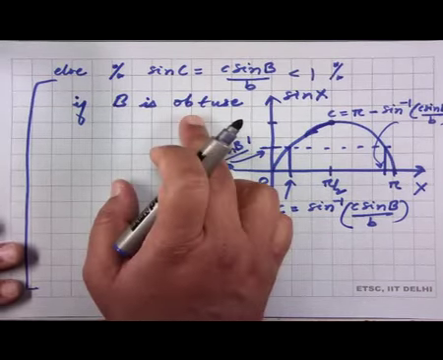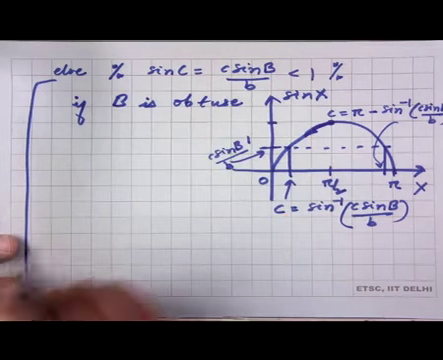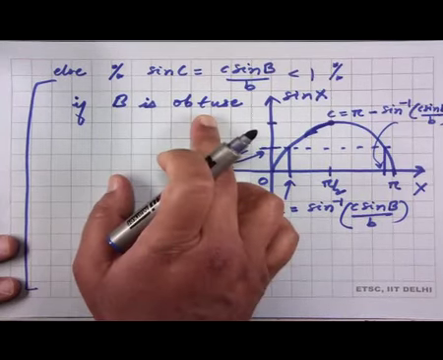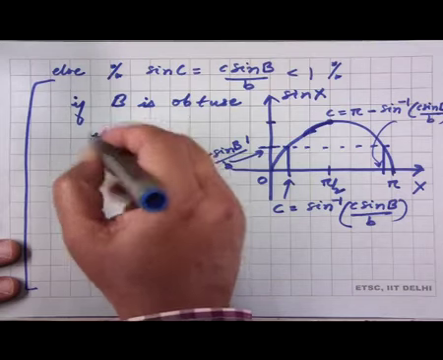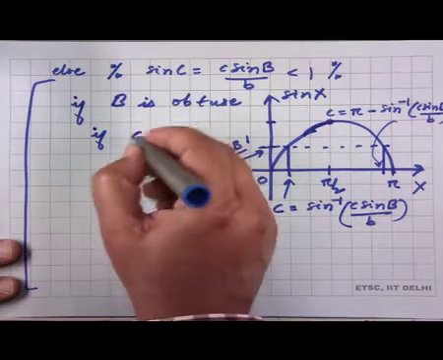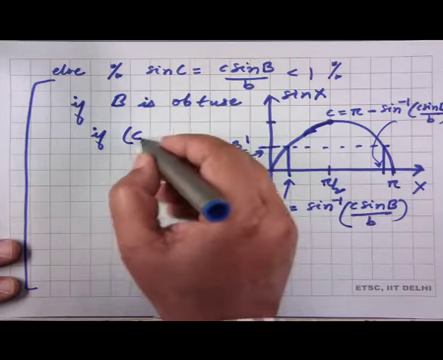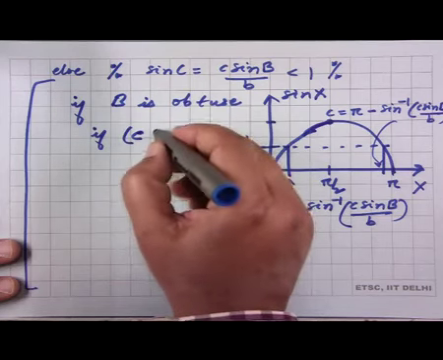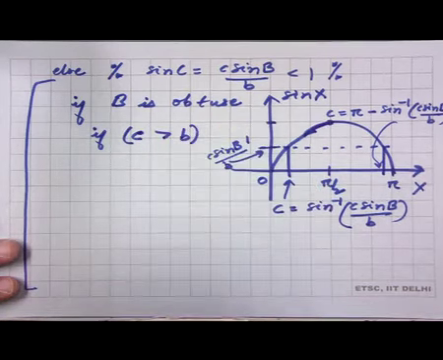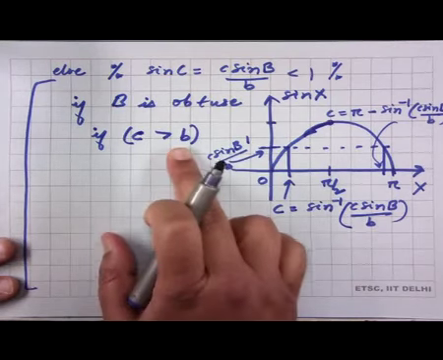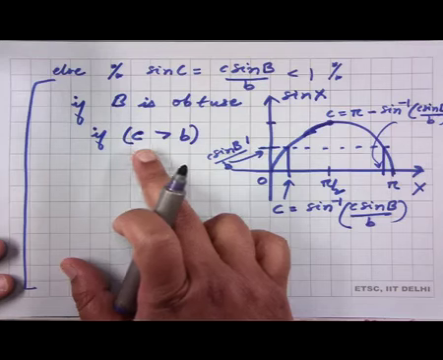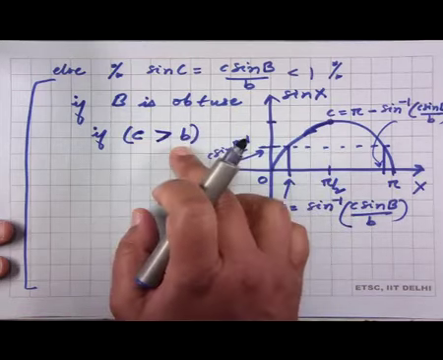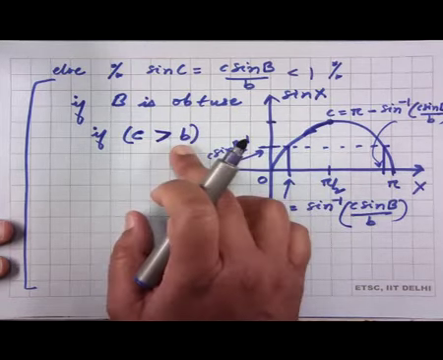So, if B is obtuse, then clearly, since B is obtuse, we check the length of the side C. If C is greater than B, which we can check because these two values are given to us, then this clearly implies that angle C must be greater than angle B.